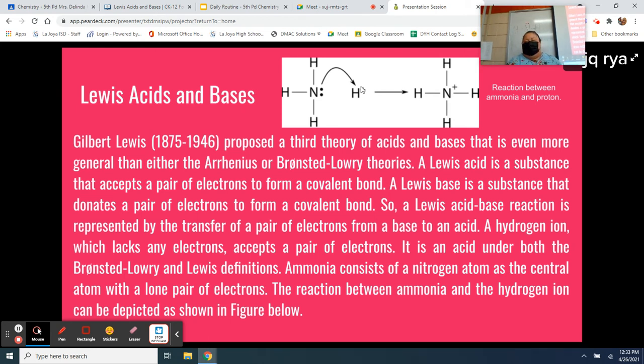Don't be mean. Okay, so a Lewis acid accepts, a Lewis base donates electrons. Okay, and it's always a pair. It's always two, two, two, two. Just like you have two shoes on, we're going to be talking about two electrons. A Lewis acid and base reaction is represented by a transfer of pairs of electrons from the base to the acid. A hydrogen ion, which lacks electrons, will always accept a pair of electrons. So he's always going to be an acid. Hydrogen's always an acid because they're always looking for electrons. They're always looking to accept.